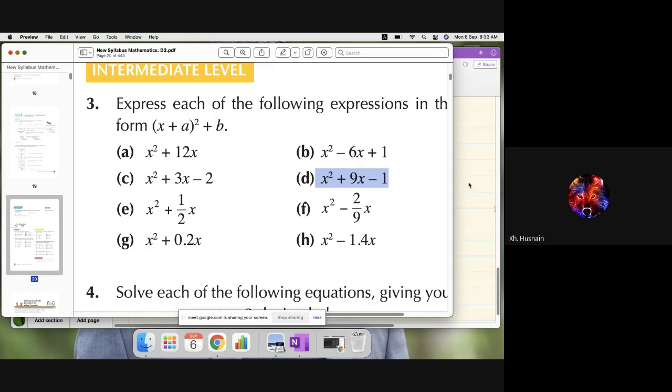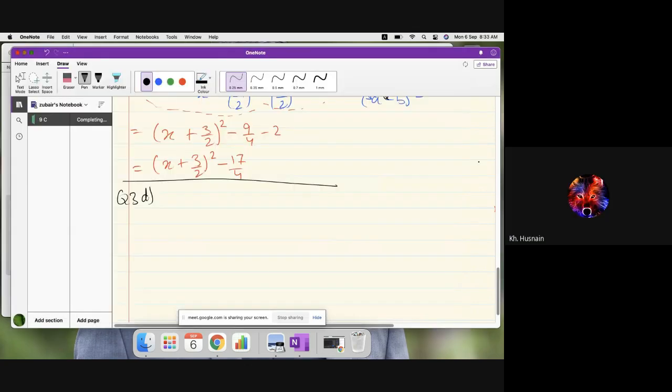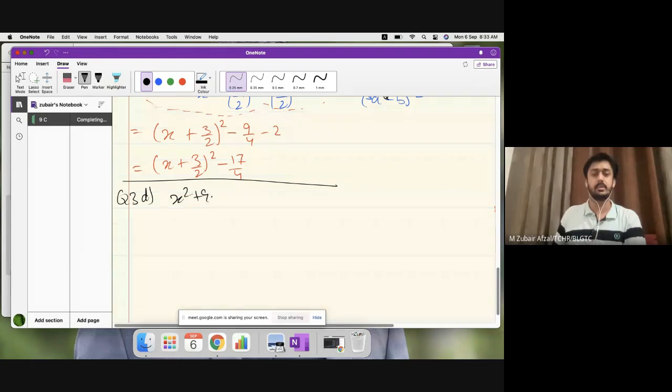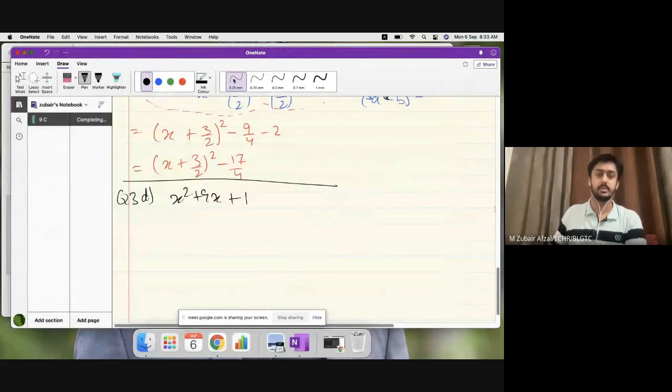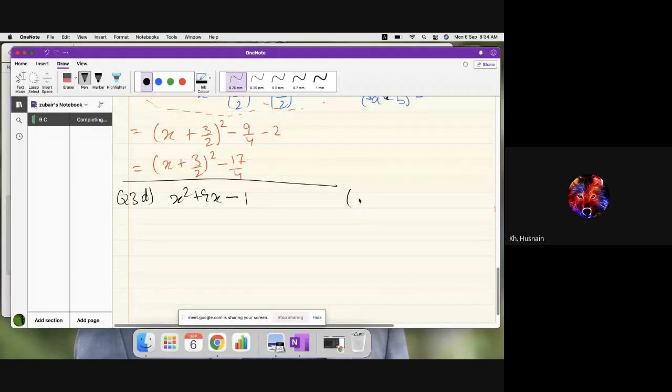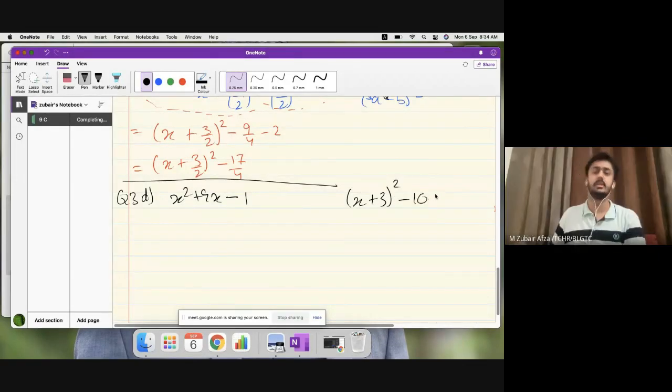And Sir, x plus 3 bracket square, let me see, minus. This is x square plus 9x minus 10, plus 1 minus 1. x square plus 9x minus 1. Your answer is, say that again, Sir: x plus 3 bracket square minus 10. Can anyone kindly confirm if you're getting the same answer?